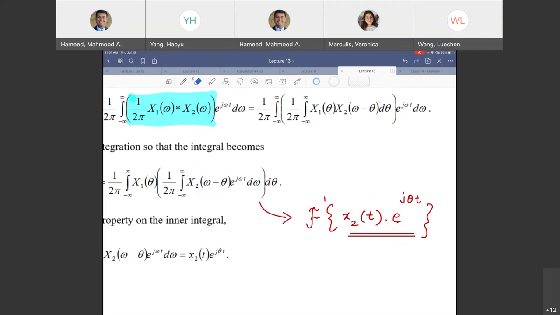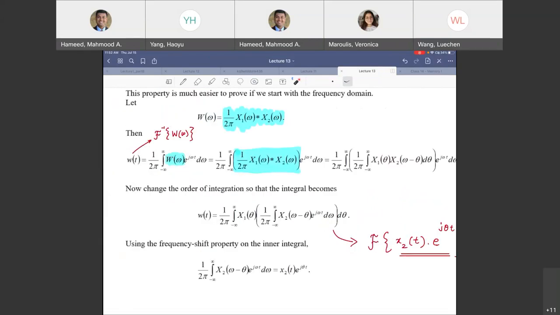Not inverse. This is the Fourier transform of that. You guys are seeing that? A signal. So first, do you recognize that this is the inverse Fourier transform equation? And when you do an inverse Fourier transform, what do you get? You get a time domain signal, right? That time domain signal is going to be for what? It is going to be for a signal in frequency that has been shifted. Which one? X2. So this should be the Fourier transform of X2 with the e to the j theta t, the frequency shift.